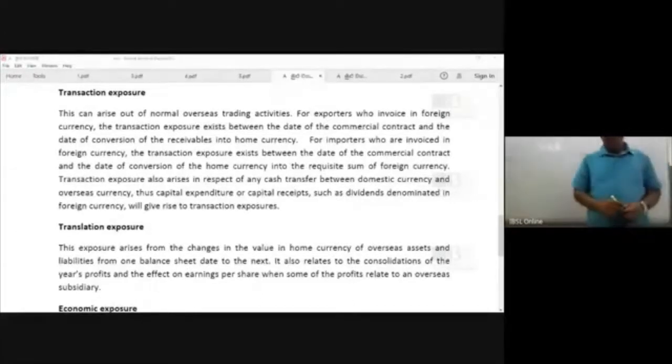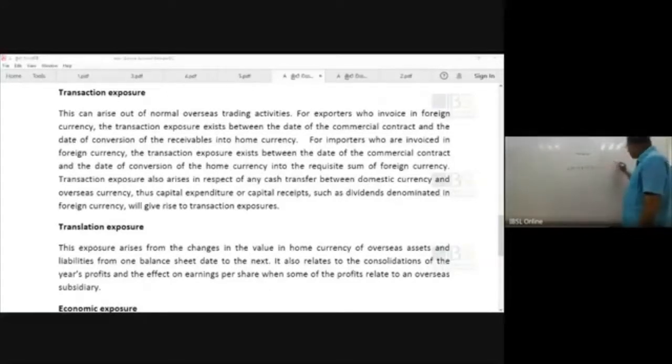Transaction exposure means that in the transaction itself there's an exposure. We'll take a quick example. Say the exporter quotes his product, that is $1,000 at the rate of 150 per piece. And in that quote, the buyer confirms.